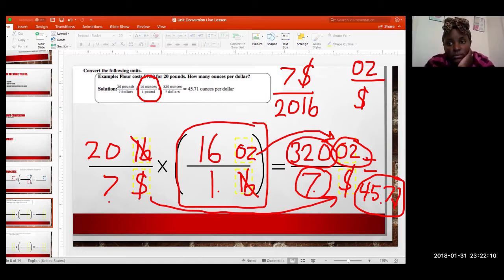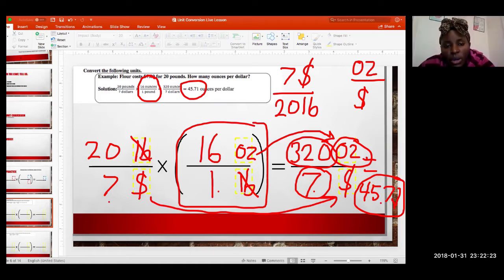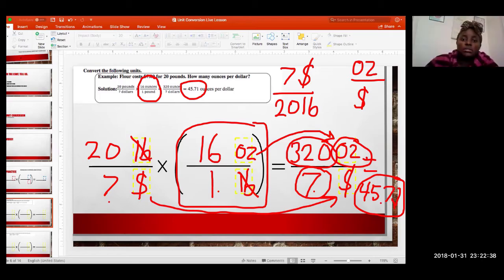Okay, and we already looked at the units, so we know that this is ounces per dollar. So we know that we got what we wanted. And it's the same number as they got up here. Is this the way of converting? Yes, we're converting from pounds per dollar into ounces per dollar here, in this case. That's why it's called unit conversion. We're changing the units.